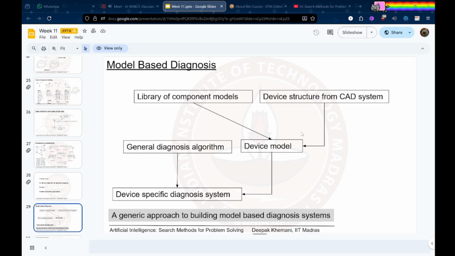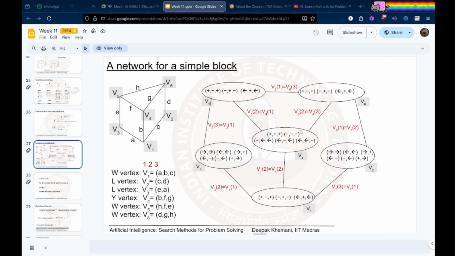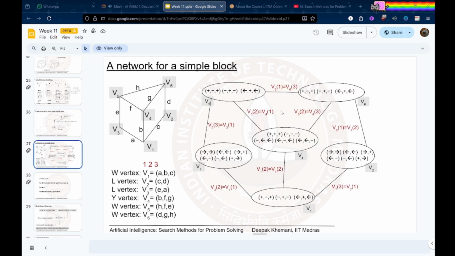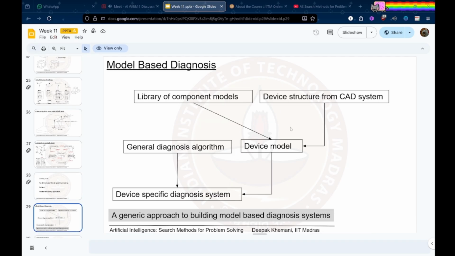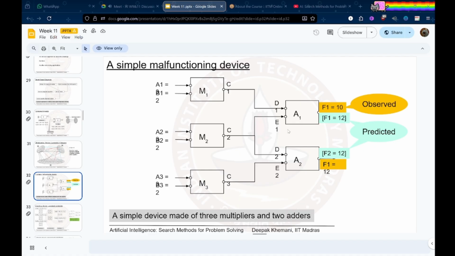The first interesting application is model-based diagnosis. It's an application of this idea that in this way we can identify any trihedral object and differentiate between the object and the shadow. This has some discrete maths involved. Do you know what an implication is in discrete maths?